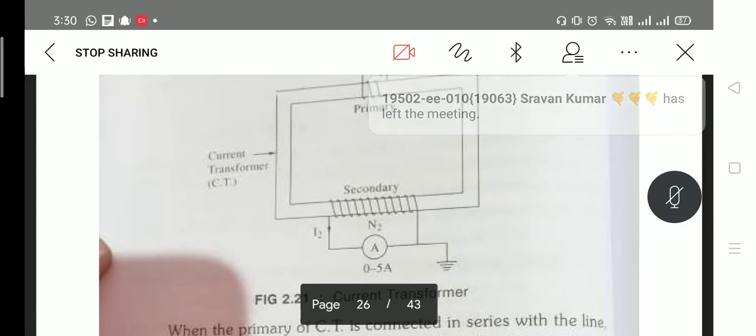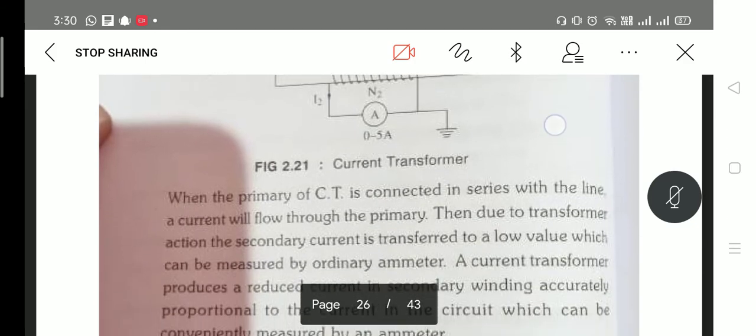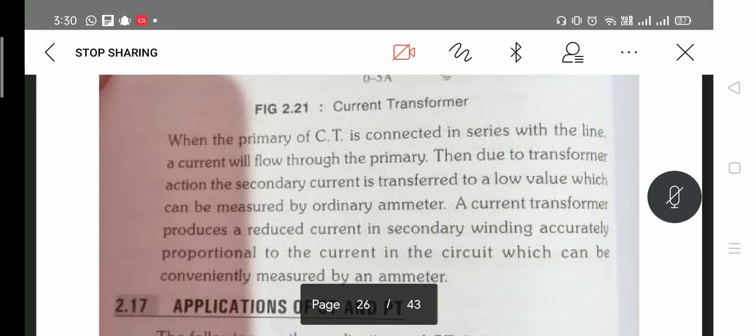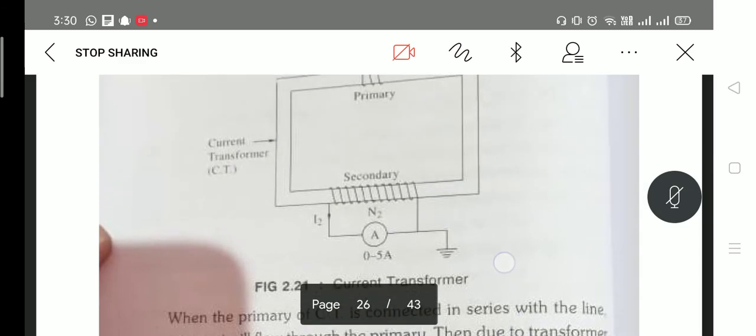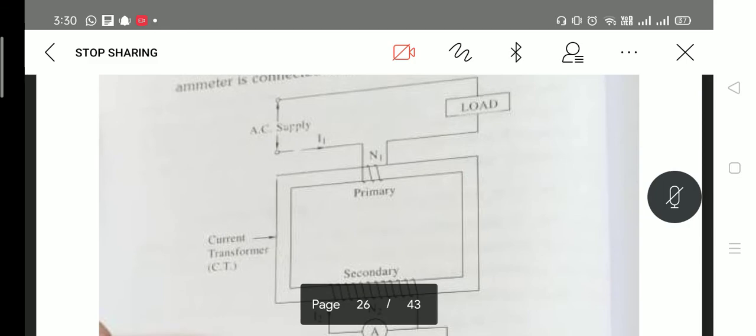Okay, it is clear. It is a clear current transformer.